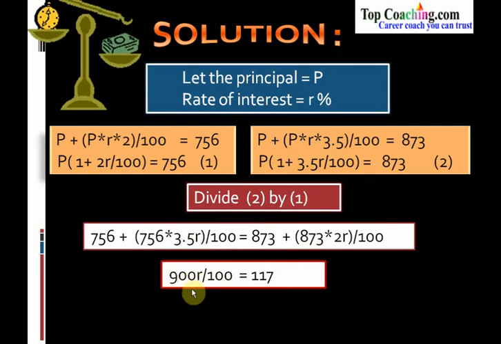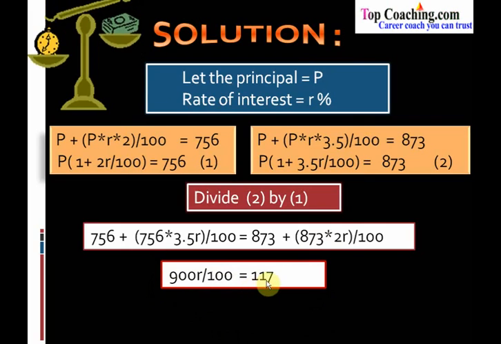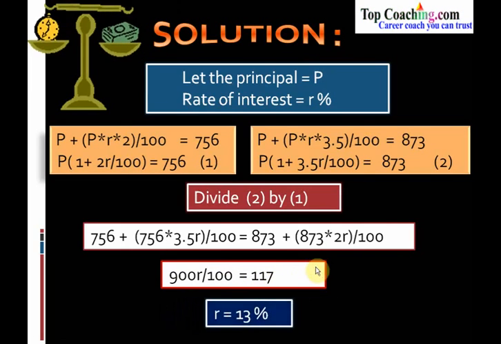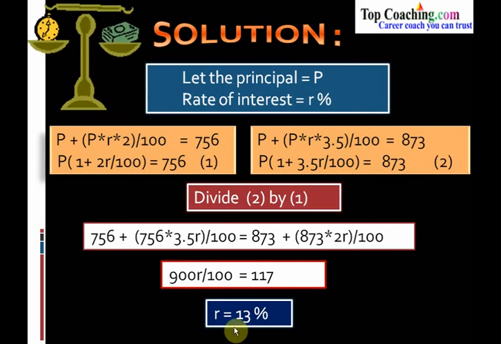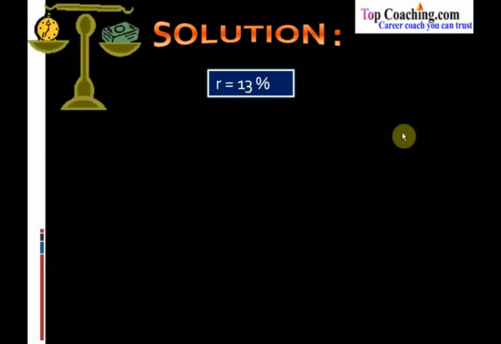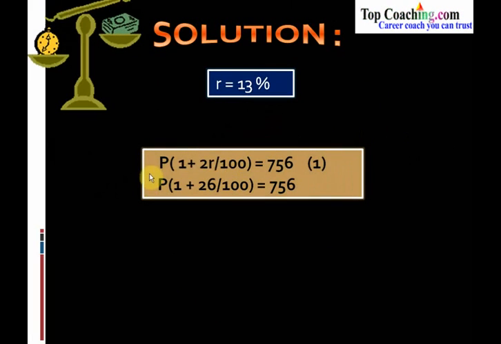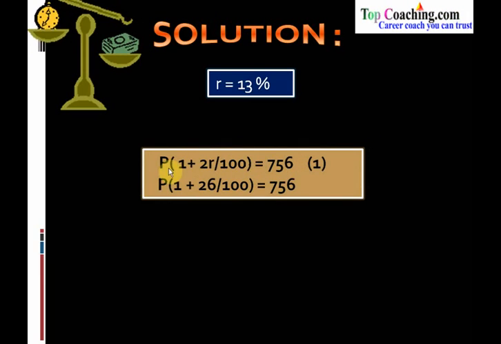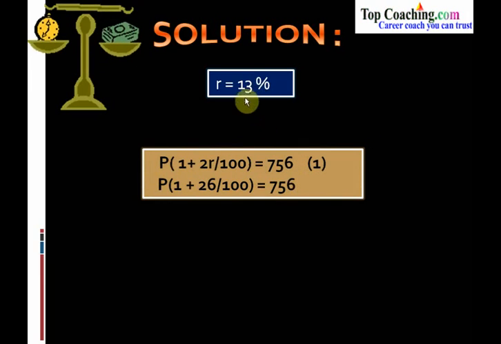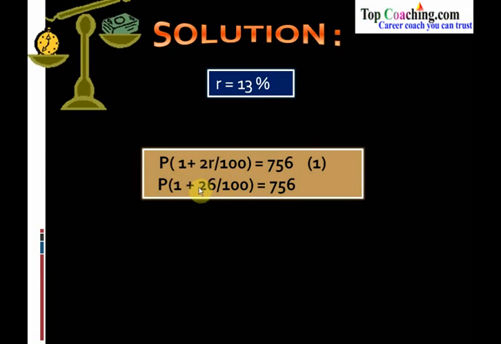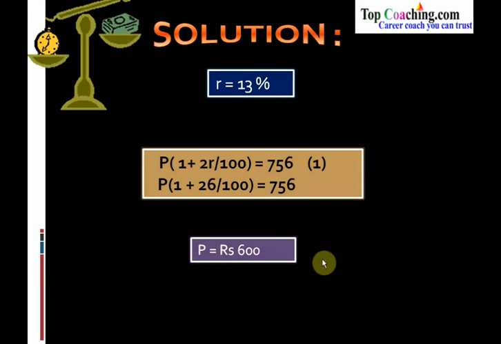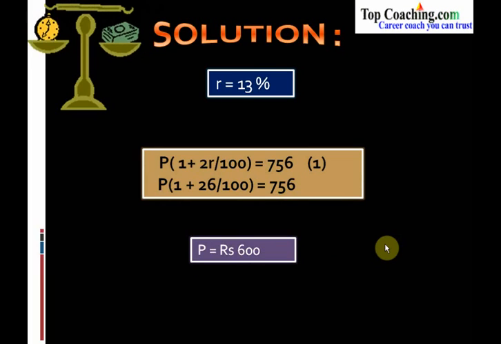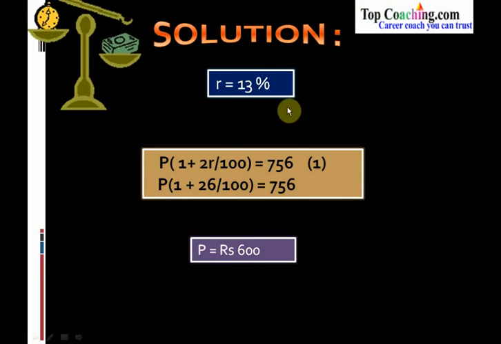This equation further becomes 900R divided by 100 is equal to 117, and so we get R as equal to 13%. So the rate of interest in this case comes out to be 13%. Now we are going to use this value of R in P into 1 plus 2R by 100 equal to 756. This is equation number 1, and when we substitute this value of 13 in this equation, what do we get? P into 1 plus 26 by 100 is equal to 756. And when we solve this equation, we get the value of principal amount as equal to rupees 600. So P is equal to rupees 600 and R is equal to 13%.